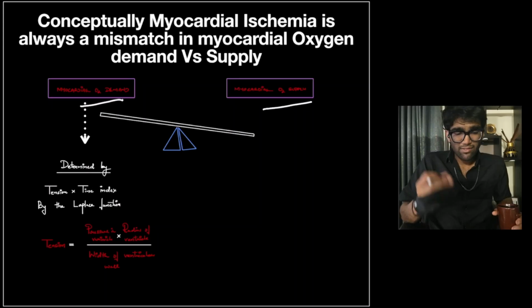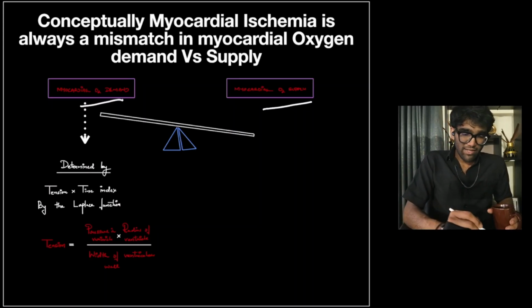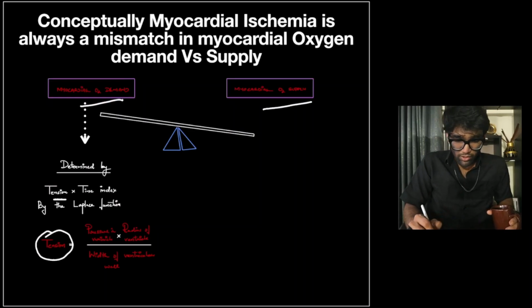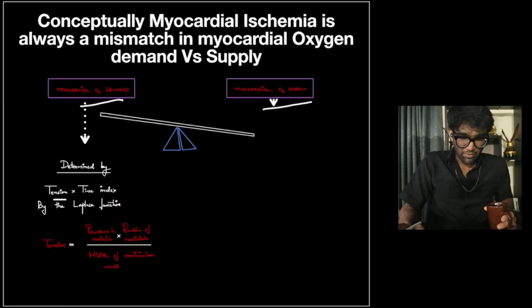So that is obviously a constant, it's continuously doing so. Okay, so we are essentially only interested in the tension part of it. So the tension developed by the Laplace function is equal to your pressure within the ventricles times the internal radius of the ventricle divided by the width of the ventricular wall. Okay, so we've discussed that previously.